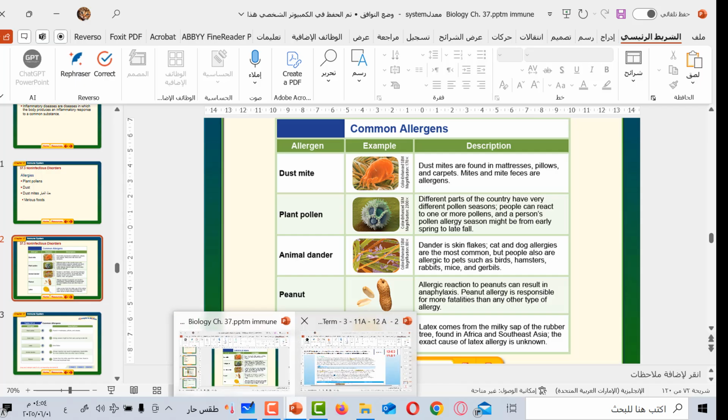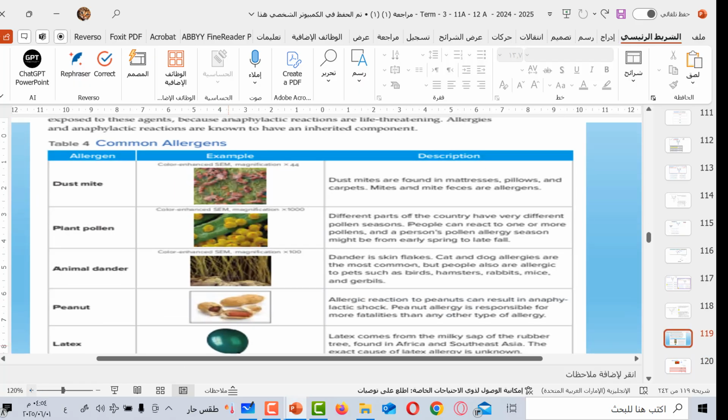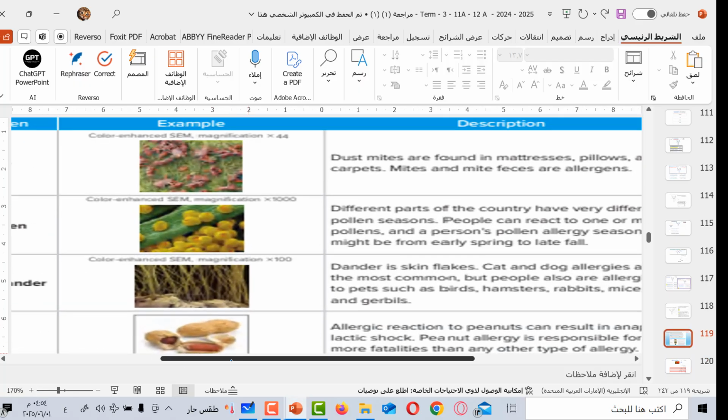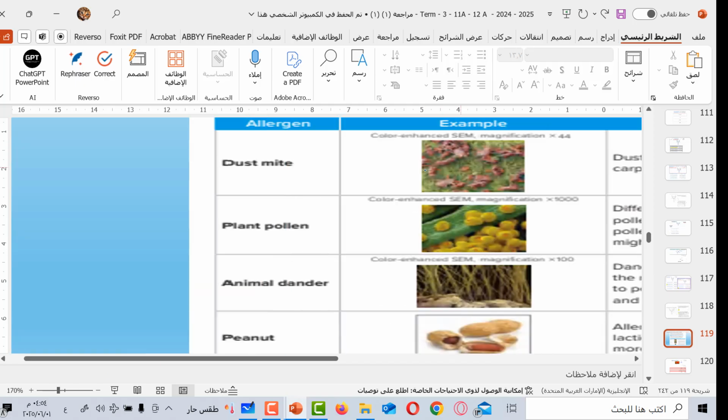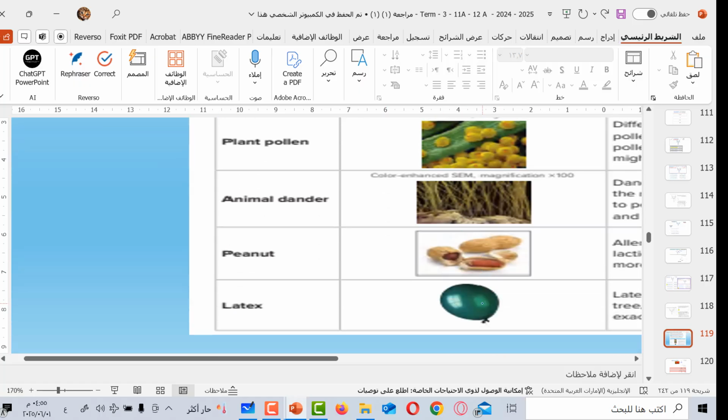واردة في الكتاب بتاعكم. خلينا نشوف الصورة اللي واردة في الكتاب، خلينا نكبرها شوية عشان تبان. الصورة دي خاصة بالدست مايت اللي هو عث الغبار. الكور الصغيرة دي هي البلانت بولين، حبوب اللقاح. الشعر المتداخل ده هو الانيمال دندر، شعيرات القطط والكلاب. البيناتس، واللاتكس ممكن يجيبها بالون أو جلافز أو أي منتج من منتجات المطاط.